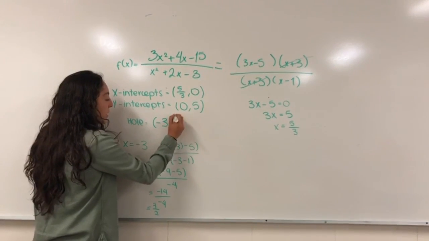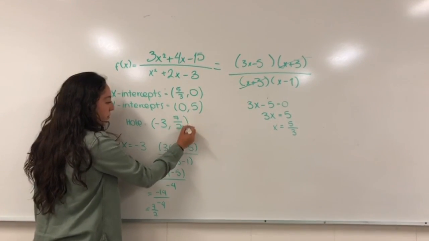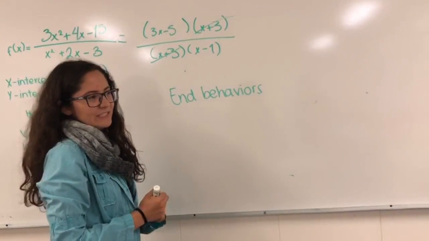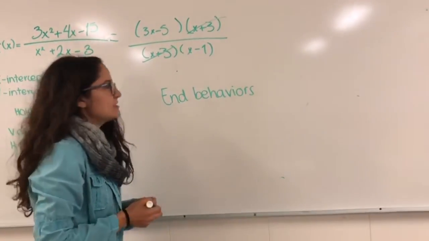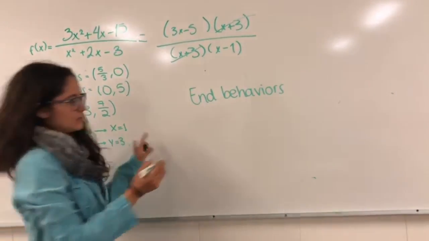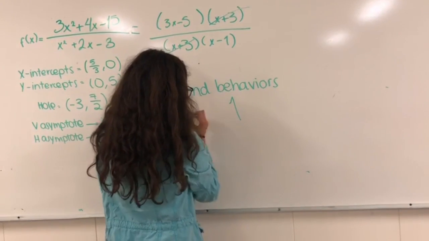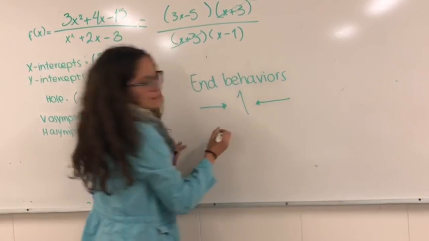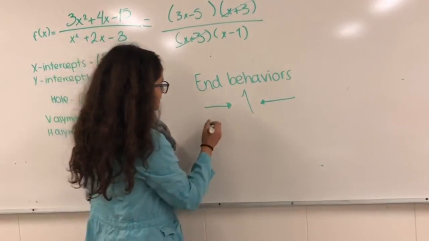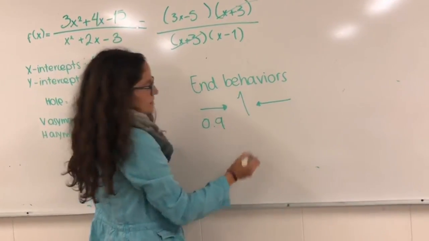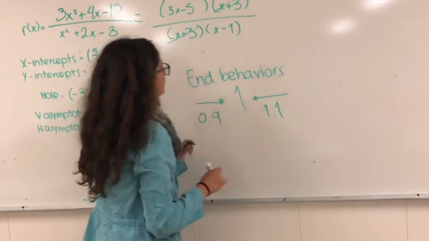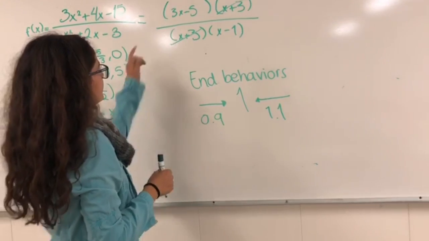So we have the hole at (−3, 7/2). In this next part, we're going to explain the end behaviors of the rational function. For end behaviors, we need the test values. But where do we get those values? Well, first of all, we need the asymptote. In here we need a lower value, it will be 0.9. And here we need a higher value, it will be 1.1. Now we have to substitute in our function.